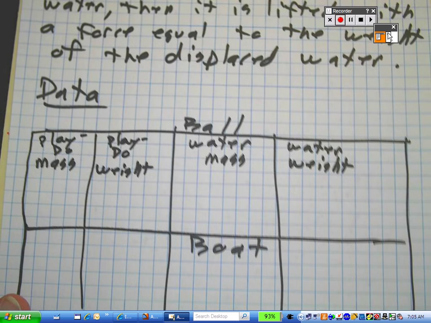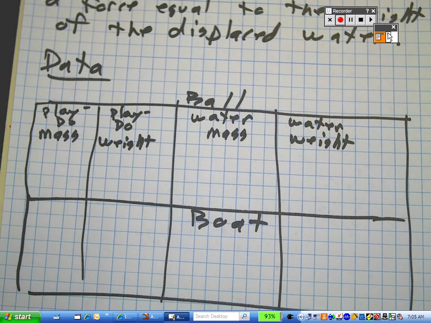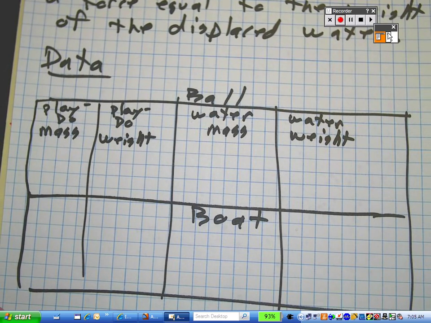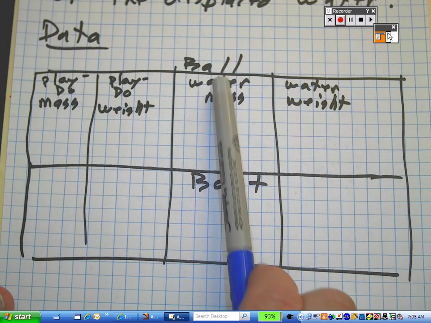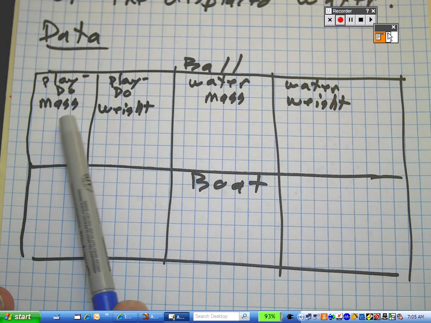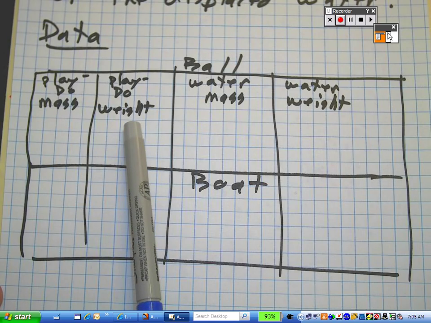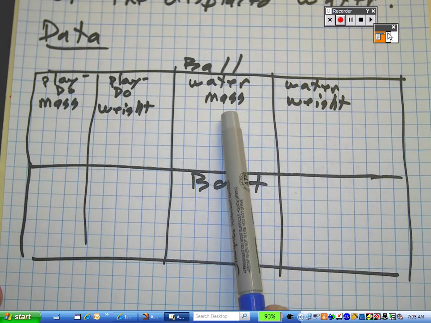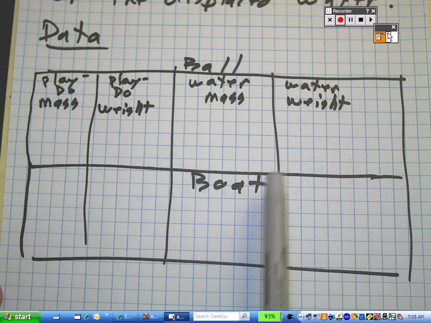The data table, and this is a preliminary one. When you do an experiment, you may realize, well, I need some more places in my data table, and that's okay. This is a starting point. So for instance, when we roll the ball, we want to find the mass of it, the weight, by the formula that I mentioned in the sheet, then the mass of the water displaced and the weight of that. We'll do the same thing when we have a boat.